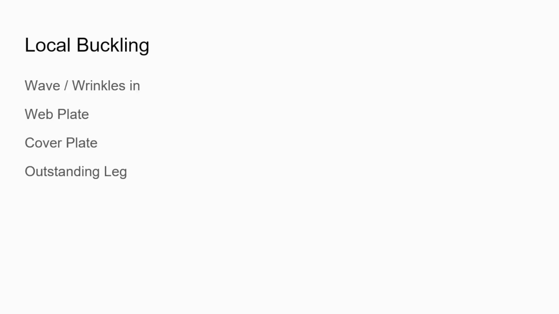Right? Let's start at the very first. What is local buckling? From the name, it is clear that it happens locally. And what is this? It is actually one type of wrinkles, and these wrinkles are a wave type deformation that normally occurs under compression. So compression is the predominant force, and this happens in the web plate, cover plate, or outstanding leg.